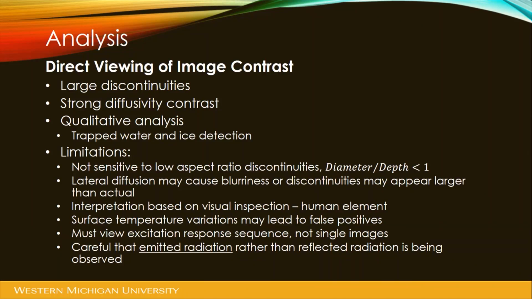A big one is looking for trapped water. It does have its limitations, though. It's not as sensitive to low aspect ratio defects, those that are deeper than they are wide. This is better for finding wide rather than deep. Say something hits the side of a composite airplane and causes delamination. It's not going to put a chunk through, it's going to kind of pop off, right?